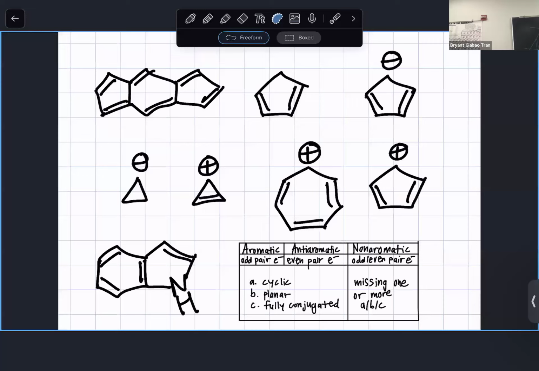Yeah, fully conjugated meaning that all atoms in the ring are participating in resonance. Like, there's resonance all throughout the ring. Right. Or another way to think about it, all atoms in the ring are sp2 hybridized. If there is an sp3 atom in the ring, then it's not fully conjugated because that sp3 atom cannot do resonance. It blocks the resonance. Yeah.